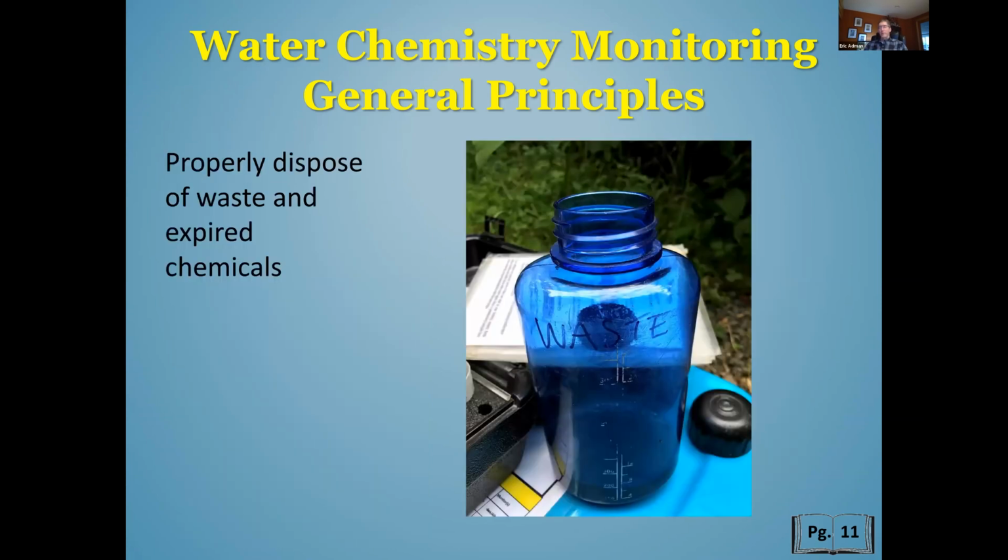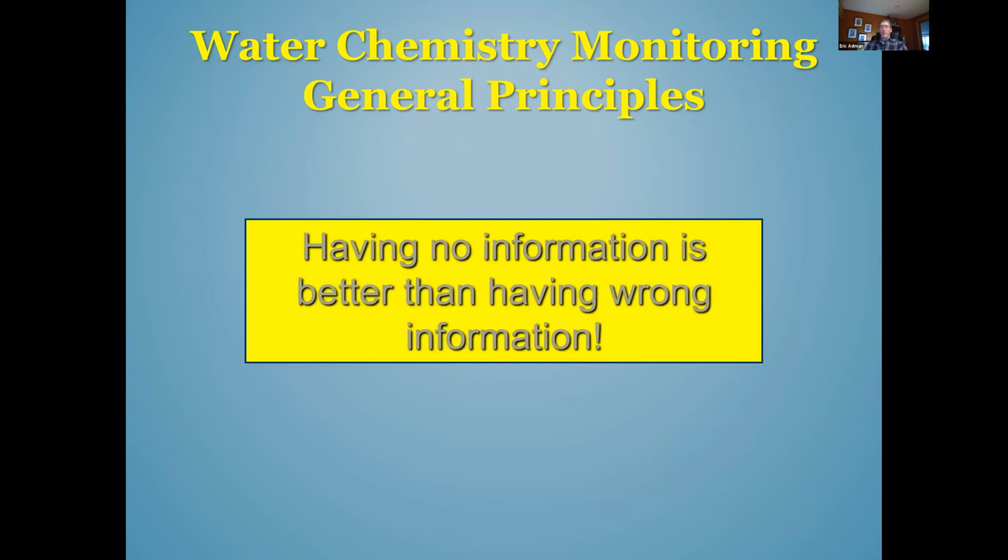As a best practice, we don't dump out the reagents that we use at the stream, but we collect them and bring them back. They're sufficiently diluted and not generally hazardous, so they can go back in the drain at your home or office. And probably our most important general principle is that if you think you've skipped a step or done something wrong, do the test over. A saying that we use often is having no information is better than having wrong information.